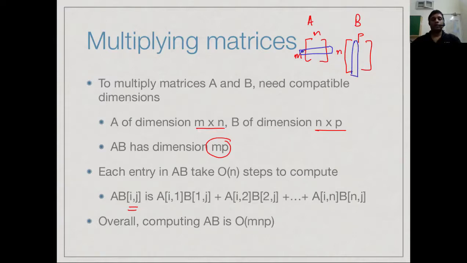So I will take the first entry here, the first entry there. I'll take Ai1 and B1j, multiply them, Ai2 and B2j, multiply them, finally Ain and Bnj, multiply, and add them all up. So this takes order n steps, because I'm computing order n pairwise products and then adding them up. I have to compute m times p entries, and each entry requires a linear, order n amount of work. So the total cost of multiplying two matrices in terms of basic arithmetic operations is of the order of m times n times p. This is the basic fact that we need for the problem.